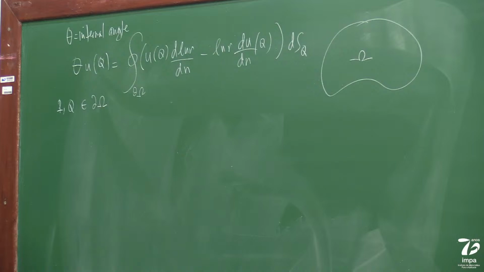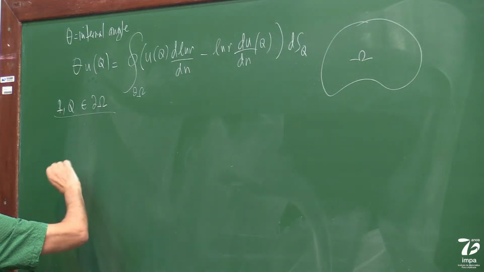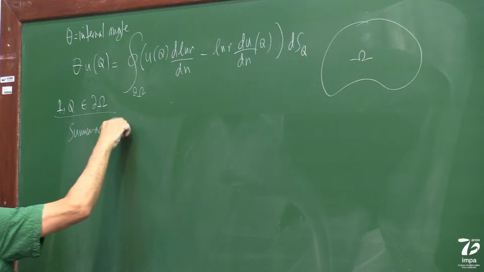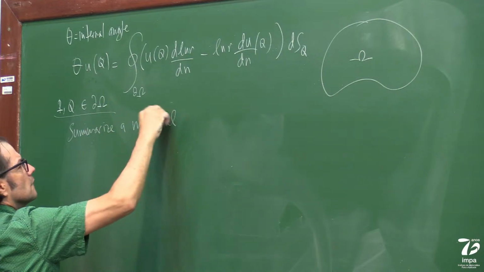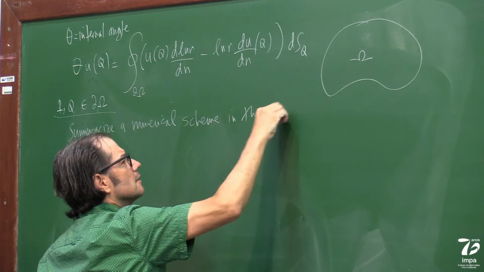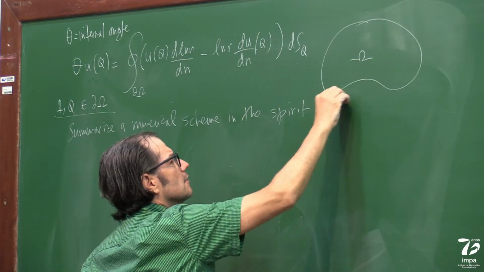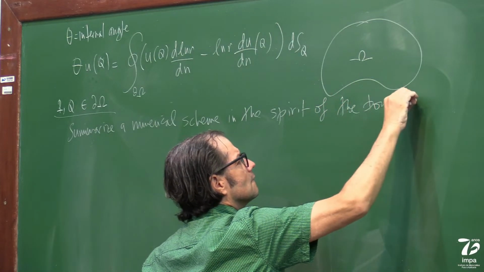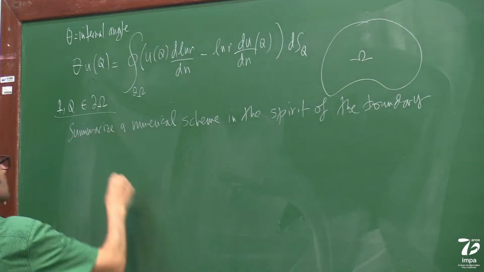So I want to find either u or du/dn, right? I want to find either the Dirichlet or the Neumann data. So let's solve this. Let me summarize: a numerical scheme in the spirit of the boundary element method.